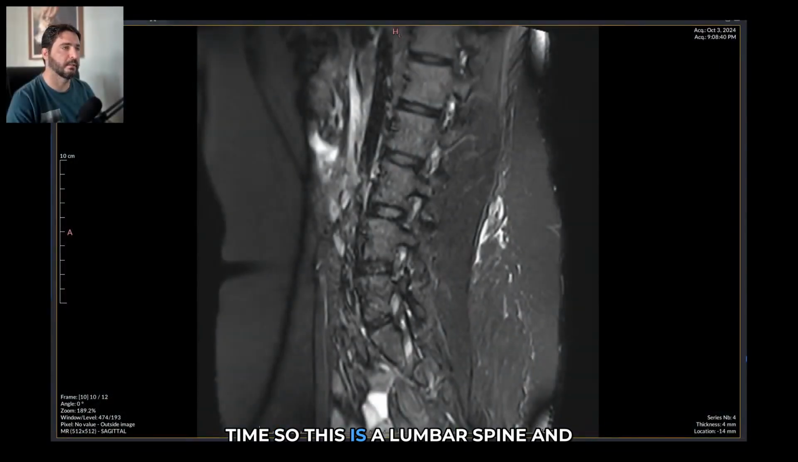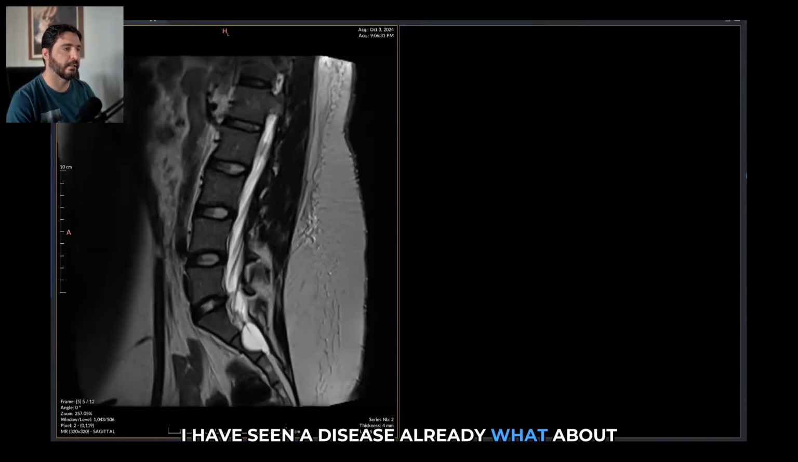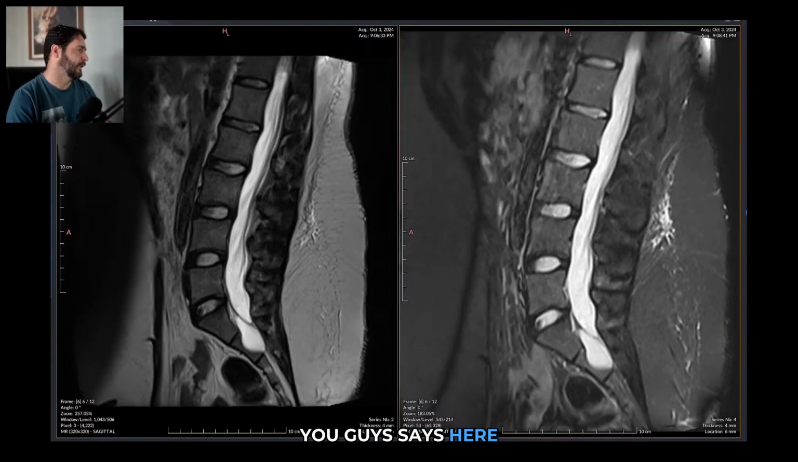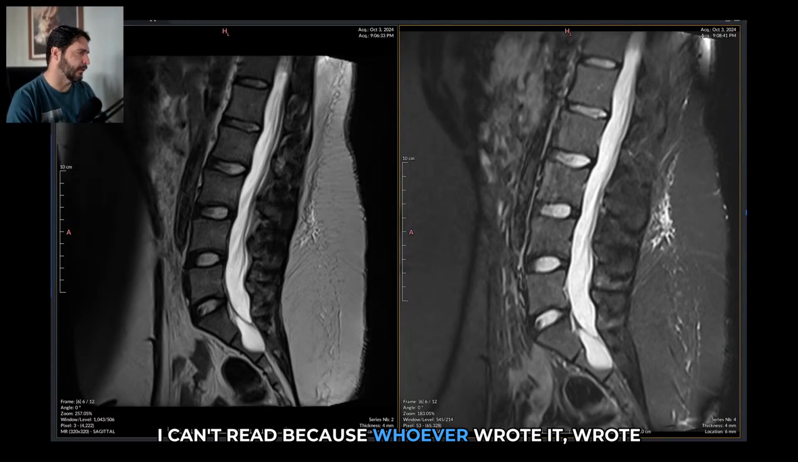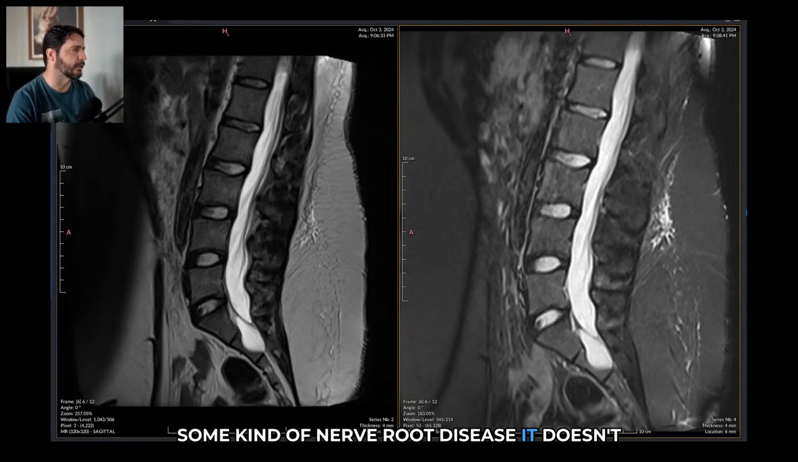Time. So this is a lumbar spine, and I have seen a disease already. What about you guys? It says here, I can't read it because whoever wrote it did so in a way that doesn't look like proper writing. So it's just impossible to figure out whatever is written in the exam request order. It says she has some kind of nerve root disease.